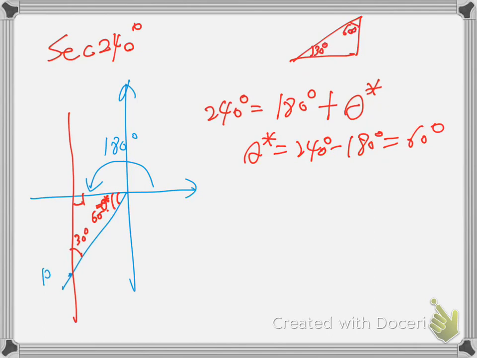So now we have this special right triangle, 30, 60. We need this triangle again. So it's 1, 2, radical 3. Okay? So opposite of 30 is 1, so x is negative 1 because it's in the third quadrant. Opposite of 60 is radical 3, so y is negative radical 3. And r is positive 2. Okay, r is always positive.